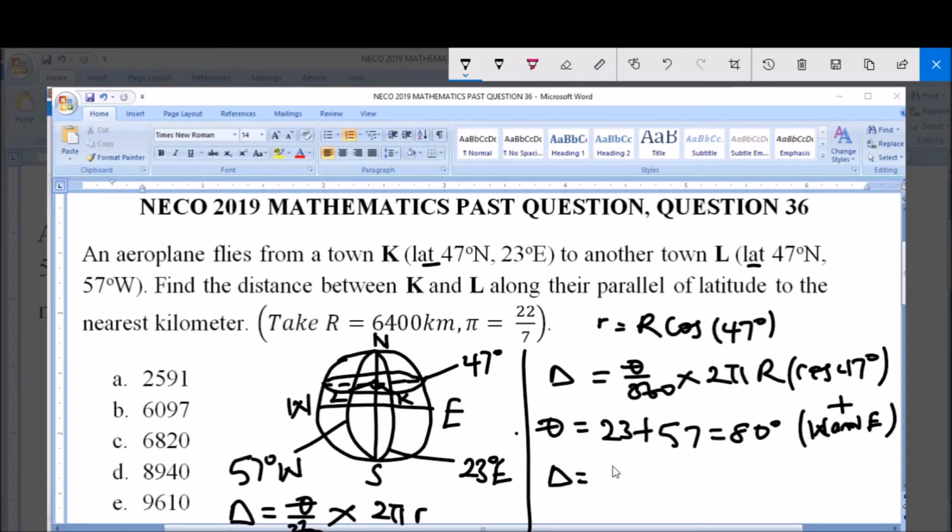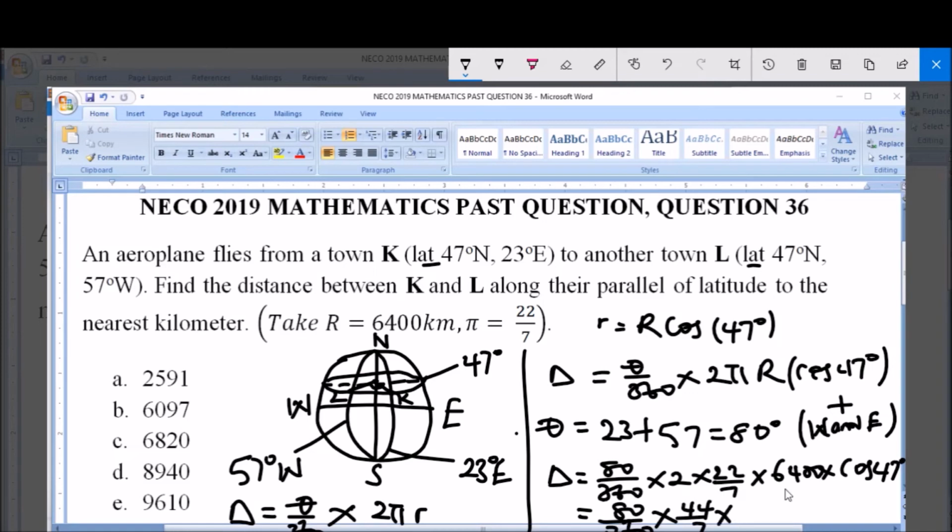Therefore D, the distance between town K and town L, is 80 over 360 multiplied by 2 times 22 over 7 multiplied by 6400 times cos 47 degrees. 2 times 22 gives us 44 over 7, multiplied by 6400 multiplied by cos 47 degrees, which gives 0.6820.